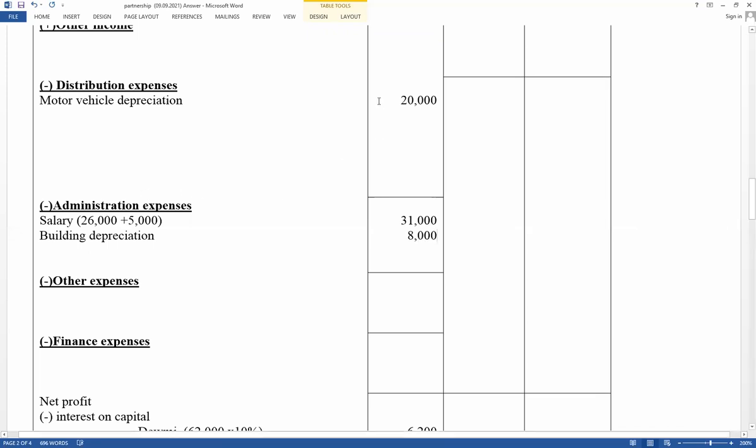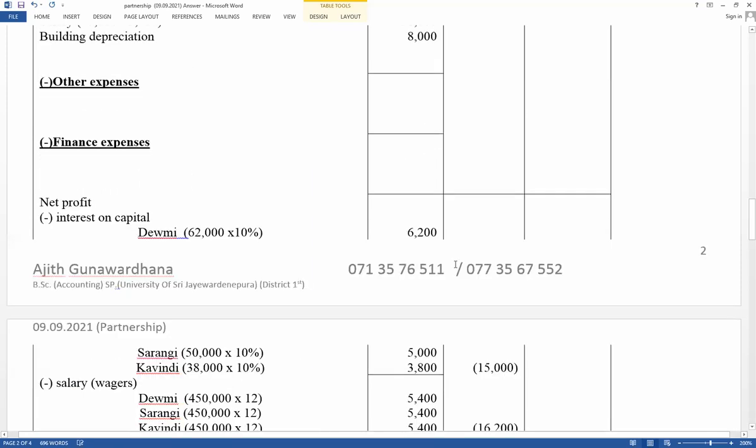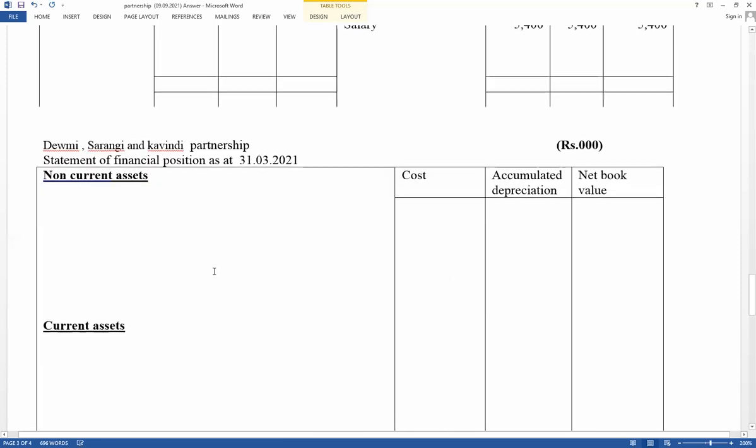Then depreciation expense account debit based on the matching concept. Depreciation should be included in the income statement. Income should be matched with its corresponding expenses. At the same time, think financial position also. Under non-current assets, from the beginning land, then building, then motor vehicle.